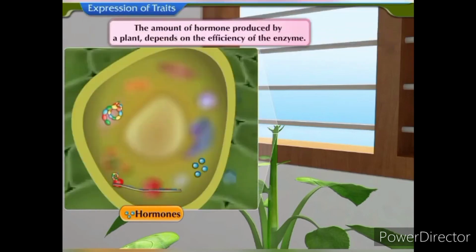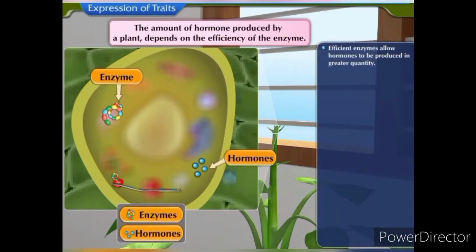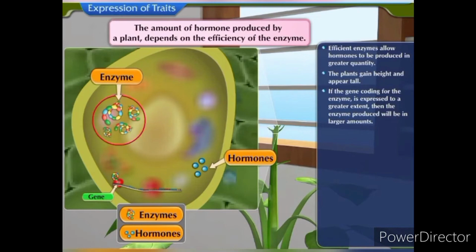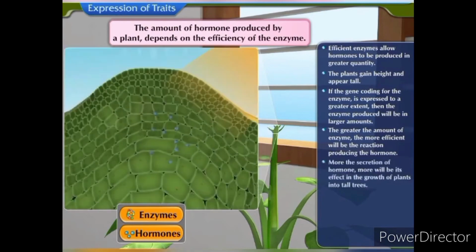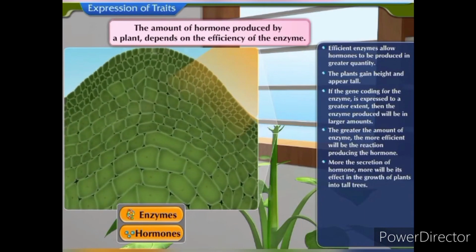The amount of hormone produced by a plant, in turn, depends on the efficiency of the enzyme. Efficient enzymes allow hormones to be produced in greater quantity. Hence, the plants gain height and they appear tall. Now, if the gene coding for the enzyme is expressed to a greater extent, then the enzyme produced will be in larger amounts. The greater the amount of enzyme, the more efficient will be the reaction producing the hormone. Eventually, more the hormones, more will be its effect in the growth of plants into tall trees.